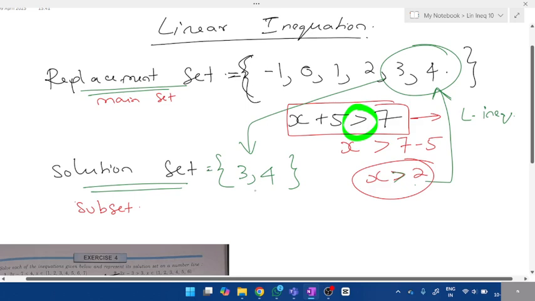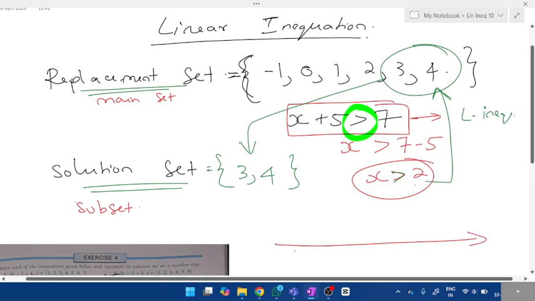Okay, now they'll tell you to plot. The last topic is the number line. After solving all this, you have to plot on the number line. What's the answer we got for the solution set? Yes, Adya, what's the answer for the solution set? Can you hear me, sir? Yes. It said 3 and 4, sir. 3 and 4. That you have to plot on a number line.